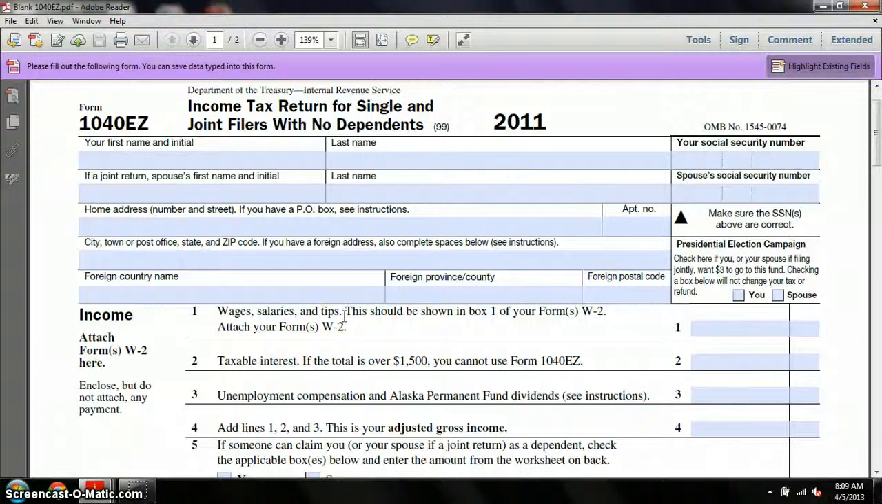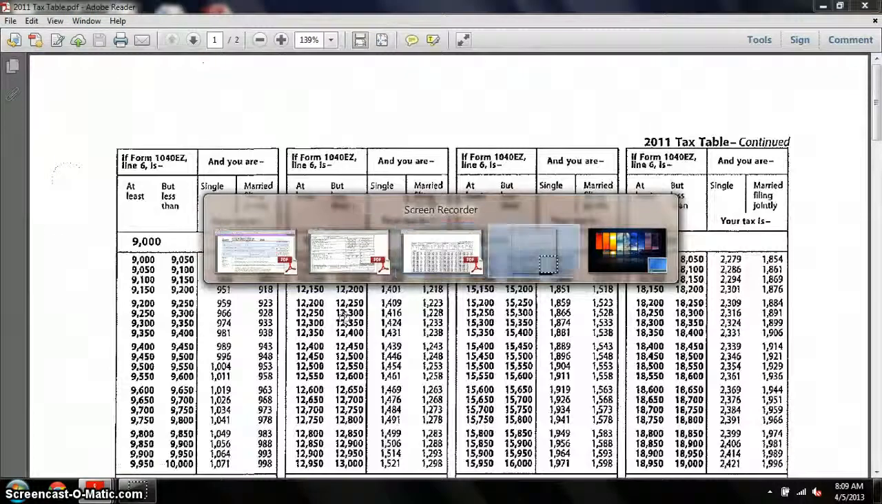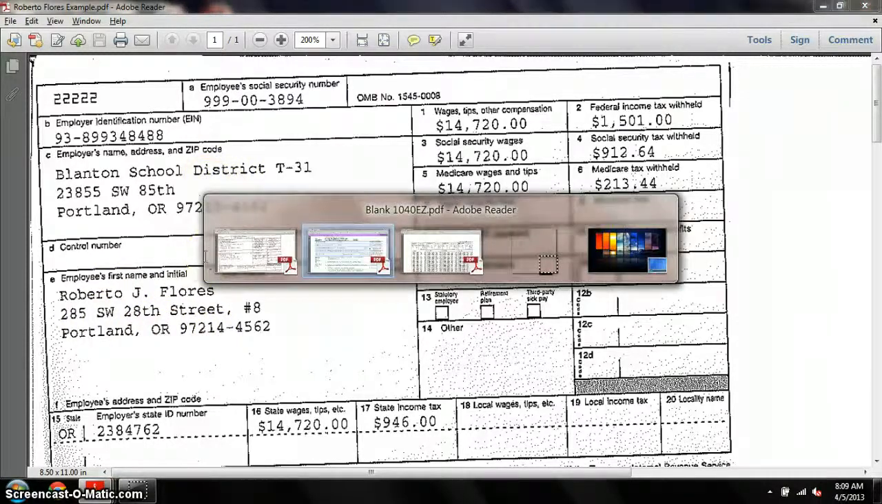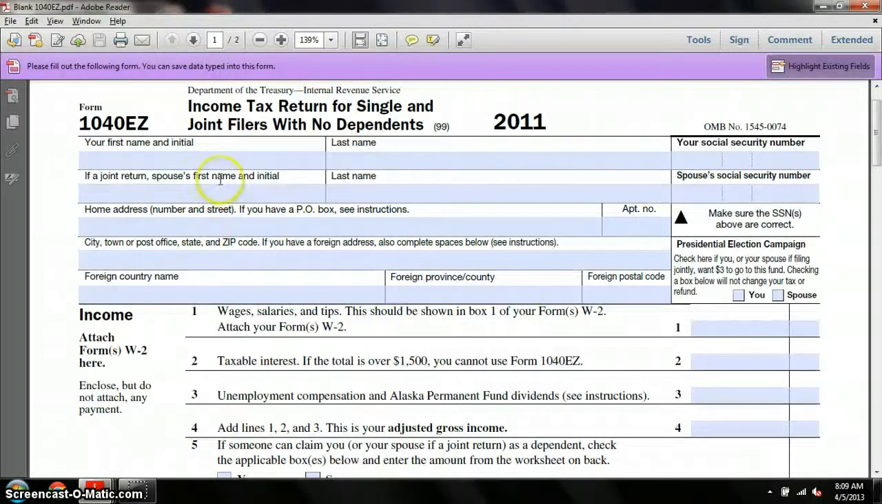Okay, so today we're going to talk about how to complete a 1040 Easy tax form. Today we're going to use some example data. Here's a W-2 form we have for, you can see, Roberto Flores, his information here, where he works and everything of that nature. So we're going to use his information to help fill this out today.